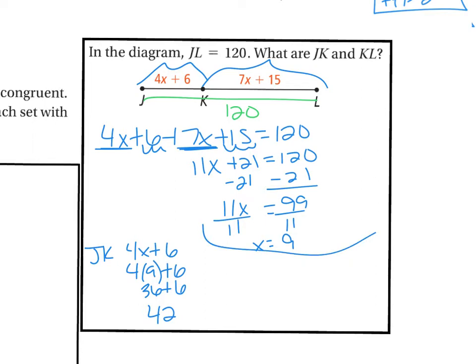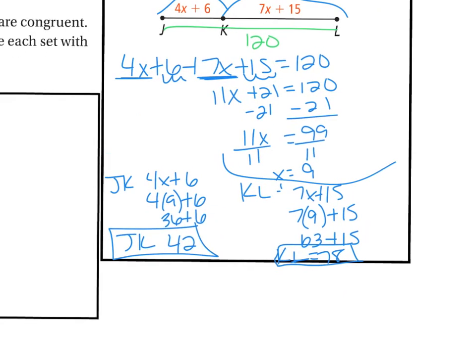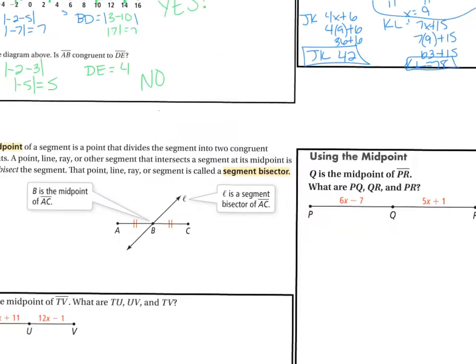And that's JK. Let's label that. And then KL, the equation for that is 7x plus 15. So let's go ahead and substitute 9 in right there. And we have 63 plus 15, that'd be 78. So KL equals 78. Sorry, it's a little hard to read. So KL equals 78. So that is the answer to that problem. Okay, let's go on to the next page.